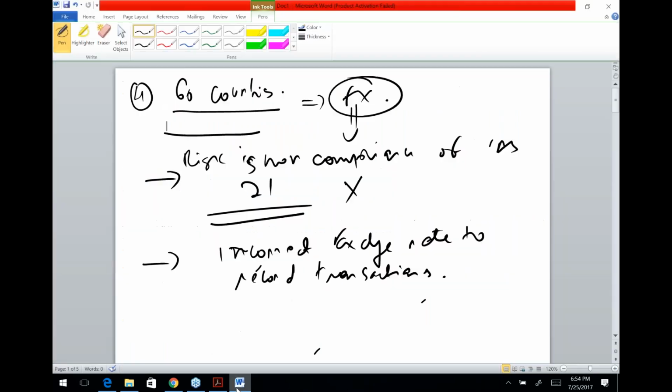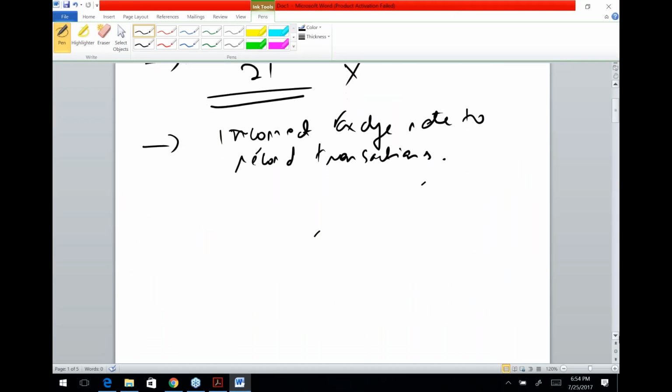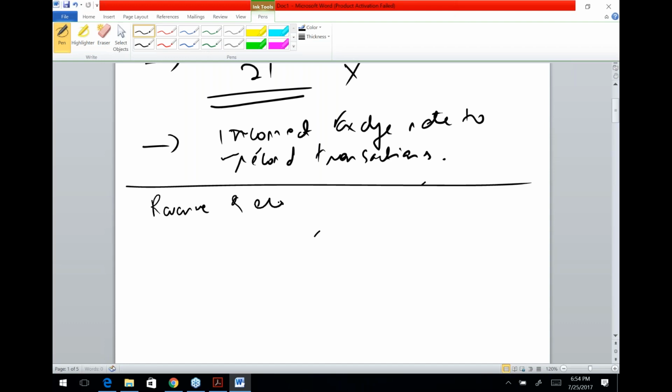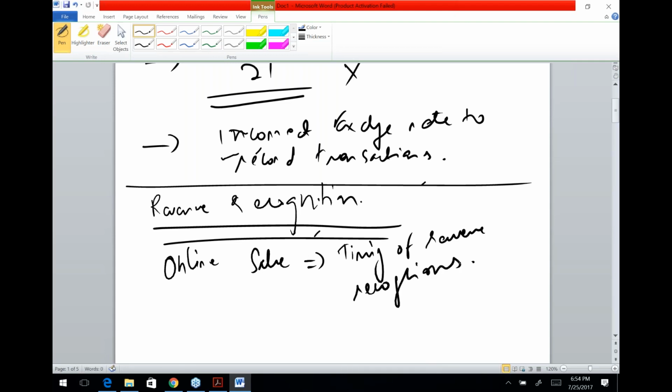Now, I would repeat again that I have repeatedly discussed this thing. You need to think what could go wrong. Let's talk about the revenue recognition in this case. Whenever you've got online sales, you at times have got problems with the timing of revenue recognition. What do we mean by that? It is: when should we recognize the revenue?